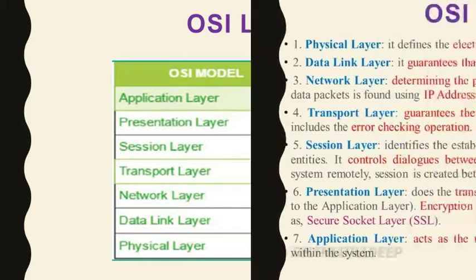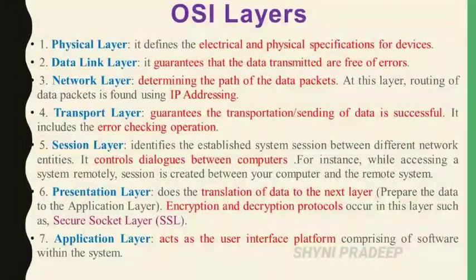First one is the physical layer. It is the first layer. It defines electrical and physical specifications for devices. And next one is the data link layer. This is the second layer. It guarantees that the data is transmitted free of errors. And the next one is the network layer. It is the third layer. It determines the path of data packets.